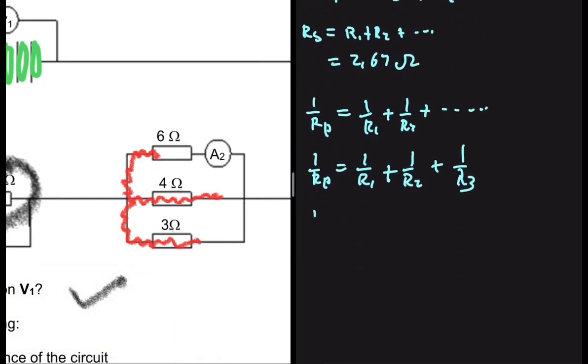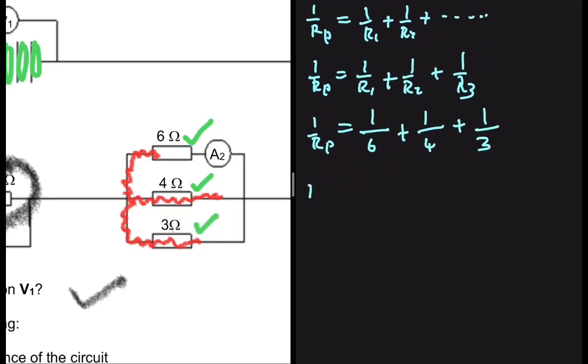So 1 divided by RP will be equal to 1 divided by the total resistance on the first path. Let's take this as our first path. So that is going to be 1 divided by 6 plus 1 divided by R2. This path, that will be 1 divided by 4 plus 1 divided by R3. That is going to be 3 ohms. So we are going to have RP being equal to (1 divided by 6 plus 1 divided by 4 plus 1 divided by 3) to the power minus 1. This is just 1.3 ohms.